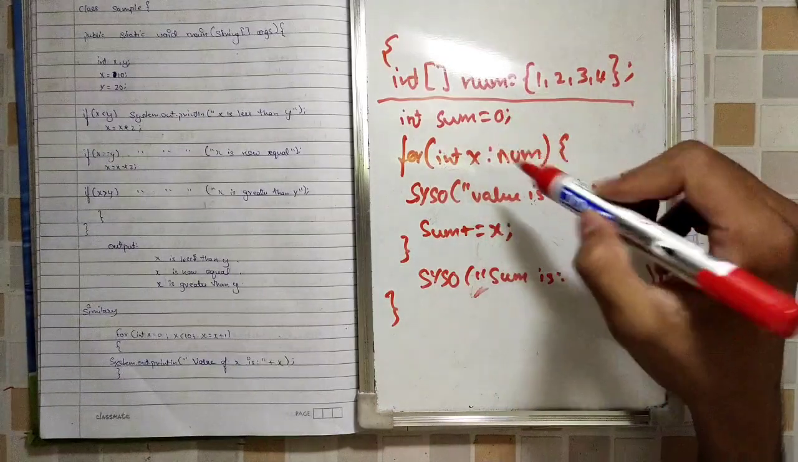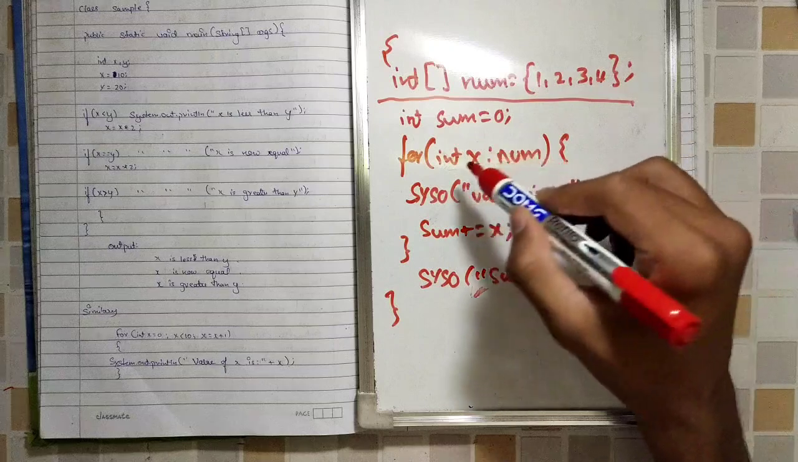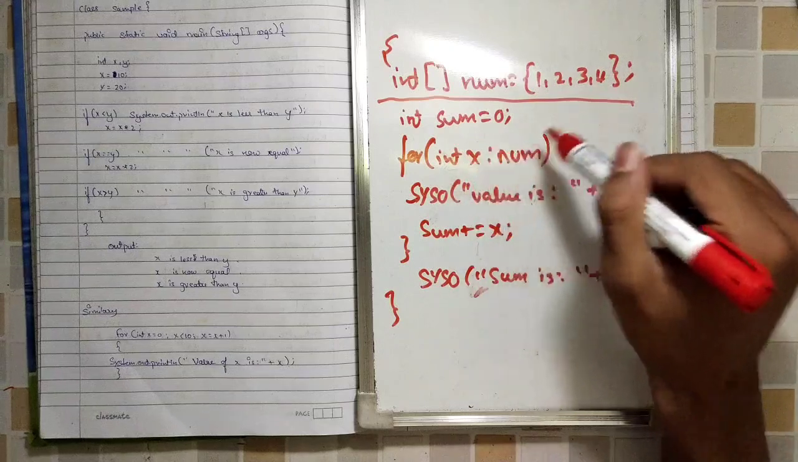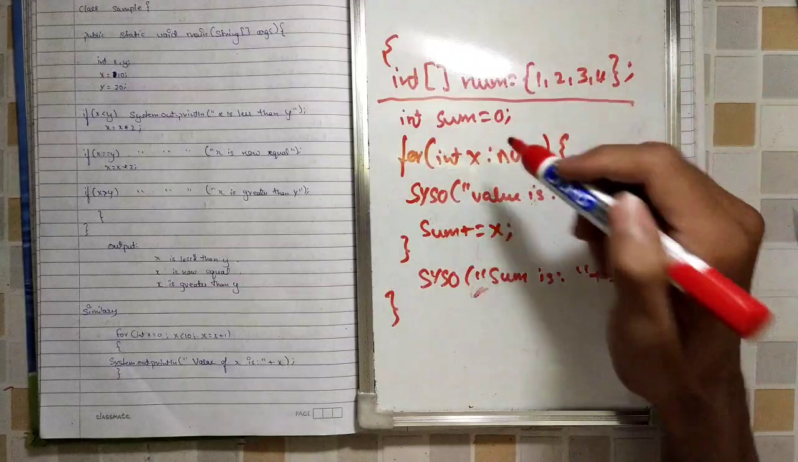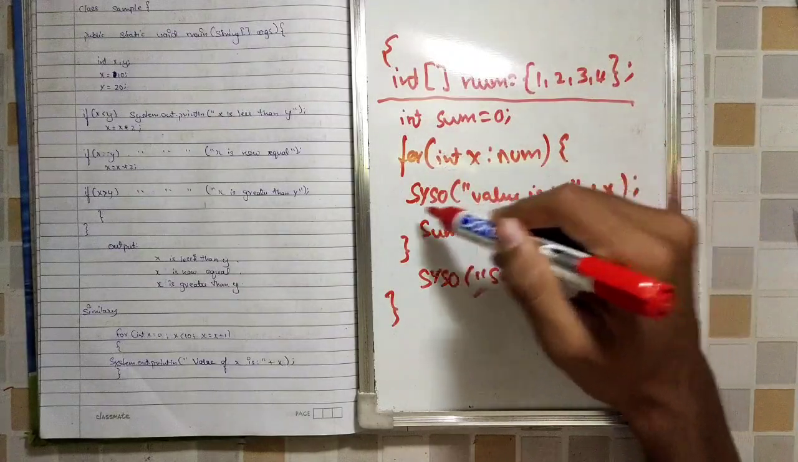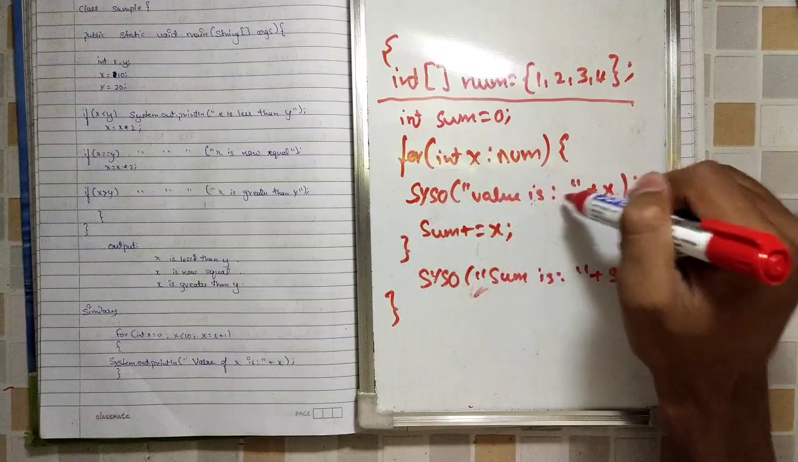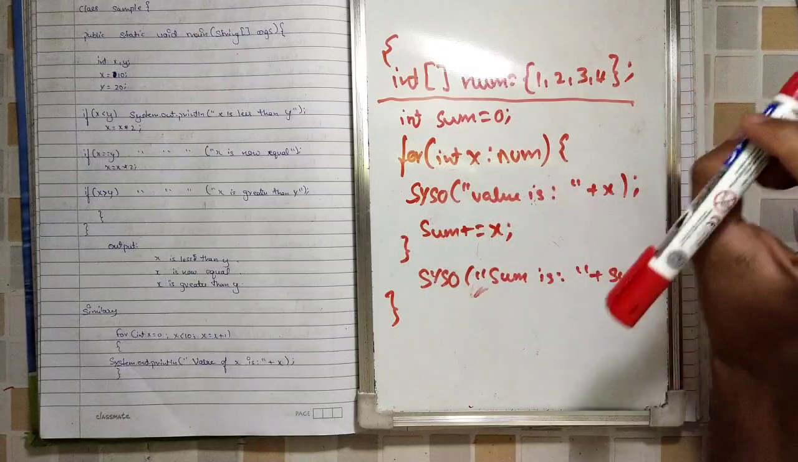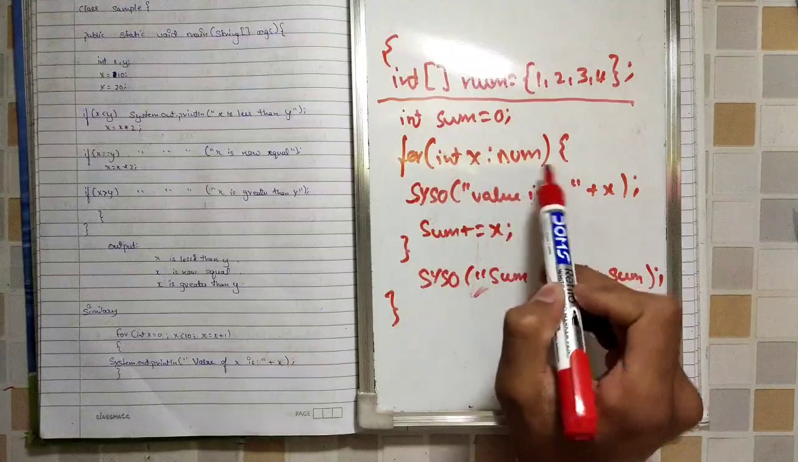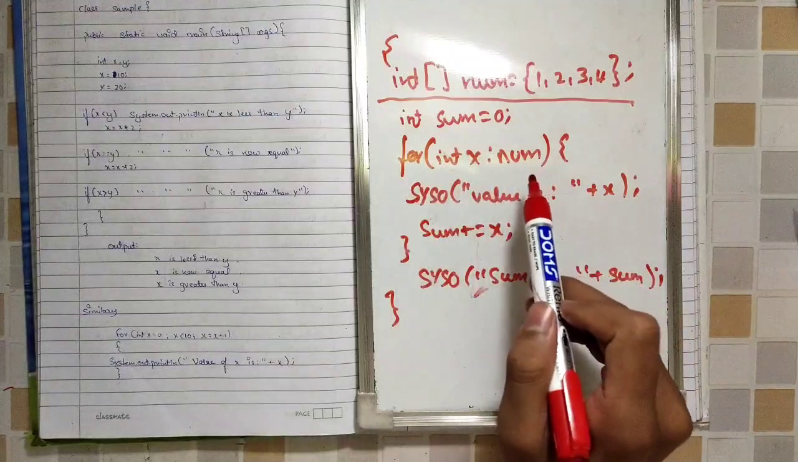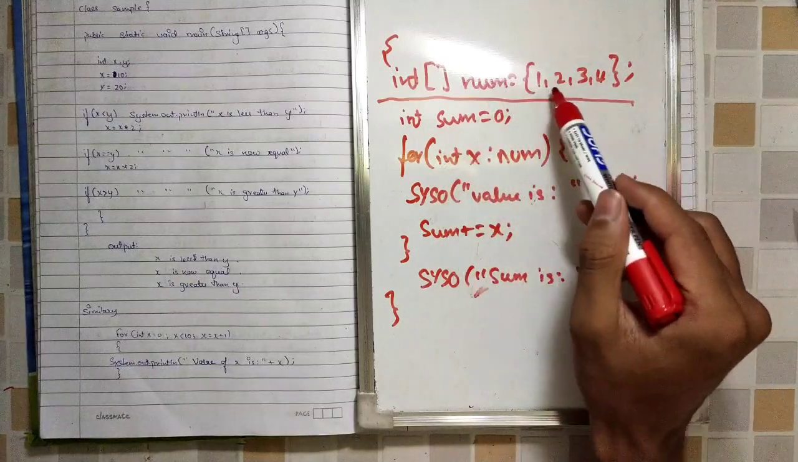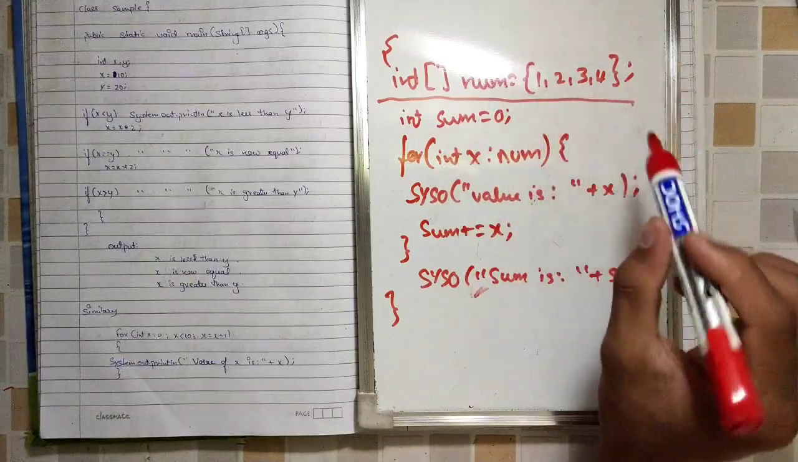Now see what I have done in my for loop: int x, I have used this colon, not a semicolon, and num. Inside this for loop I have printed System.out.println, "value is" plus x. With this version of the for loop, x will take, one by one, each value of the numbers in the array.